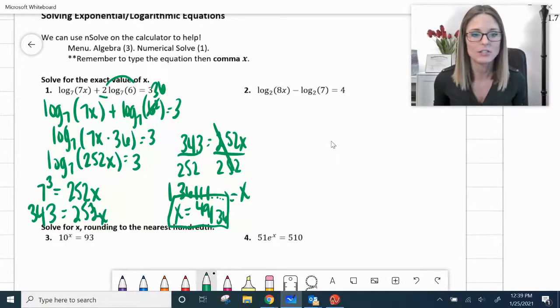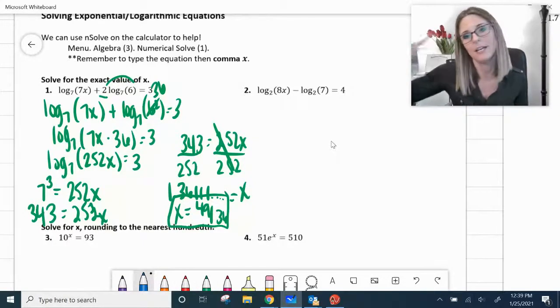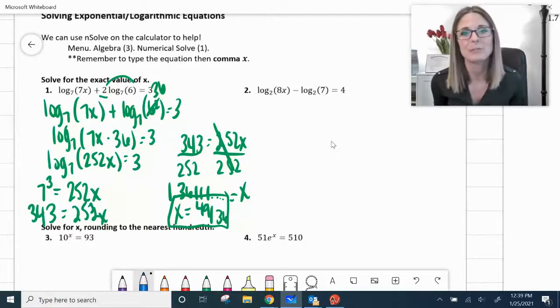All right, let's try the next one. I'm going to do this one by hand. If you want to be a calculator person, be a calculator person, okay? But here's by hand for all my friends that want to know more about their mathematics. So let's see, we just have our subtraction. So I'm going to change this to division: log base 2 of 8x over 7 equals 4.